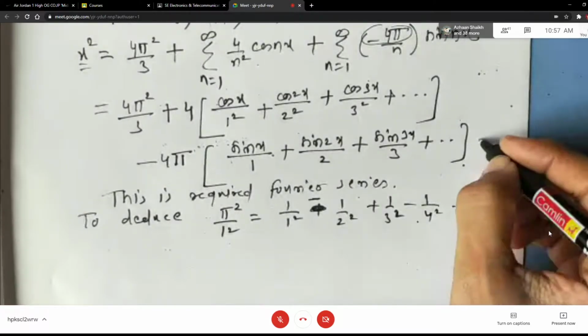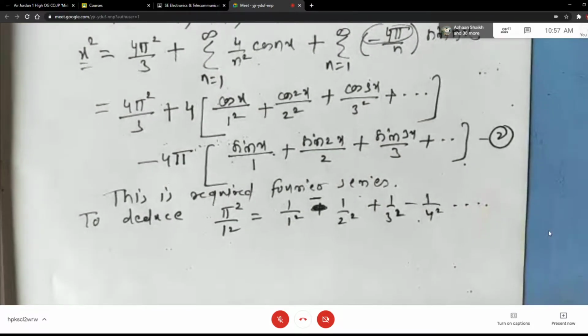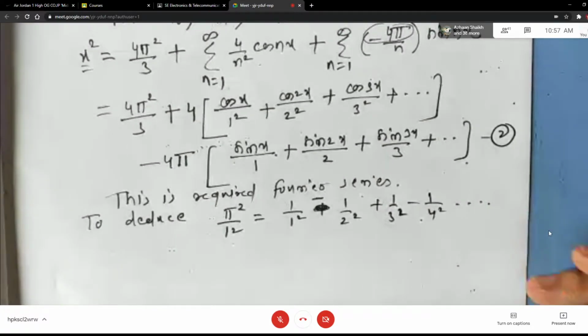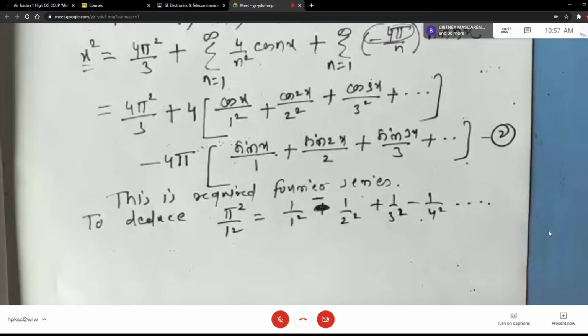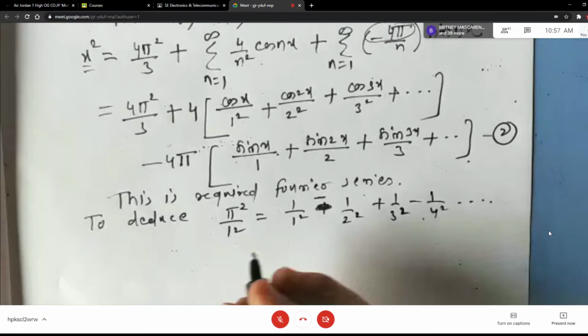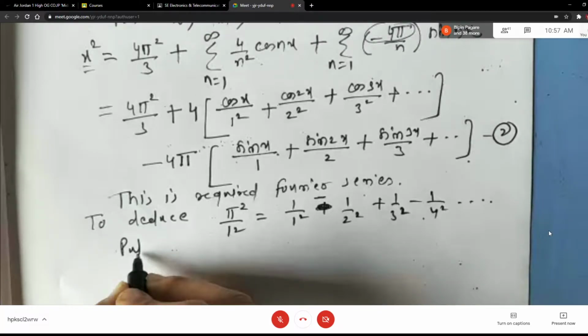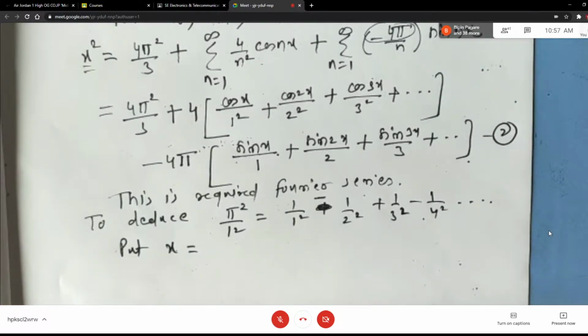Suppose I give number 2 for this final answer. How to get this series from equation 2? You need to find out some substitution for x. And this is trial and error. There is no formula for this step. What you have to put for x so that you will get this series automatically.